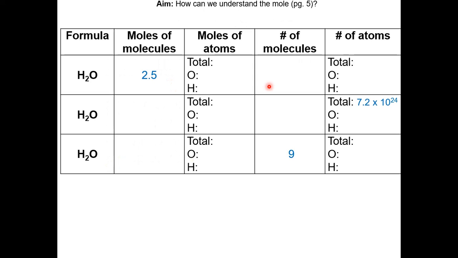Now I want you to finish the rest of the table on page 5. In the first one, you're given 2.5 moles of H2O. In the second one, you're given the number of atoms. And the third one, you're given the number of molecules. Pause the video and resume once you complete the table. Here are the answers.